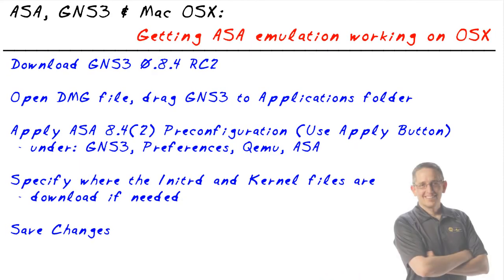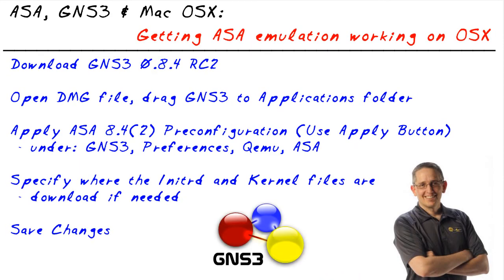In this video, we've identified that it's pretty easy to add ASAs on a Mac operating system in GNS3 if you're running the right version of software. In this case, 8.4 Release Candidate 2.